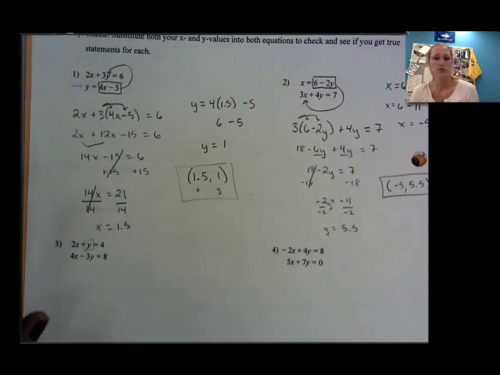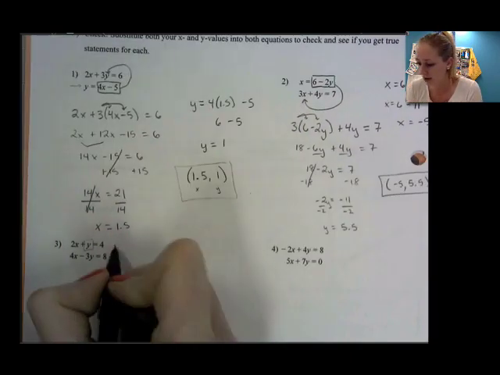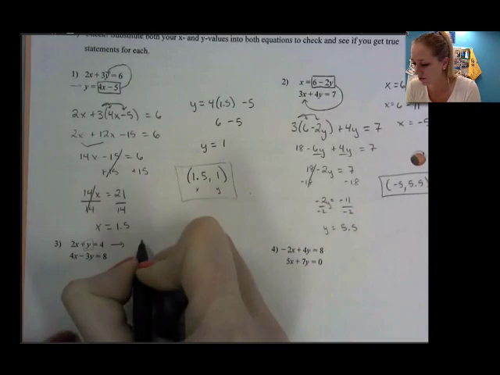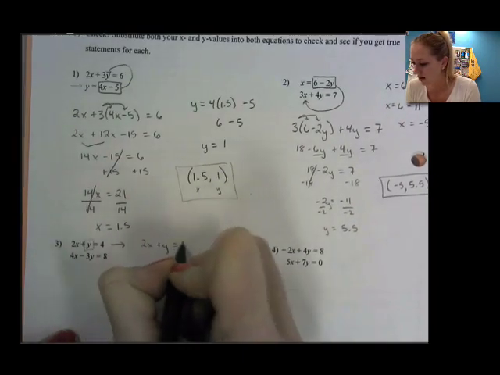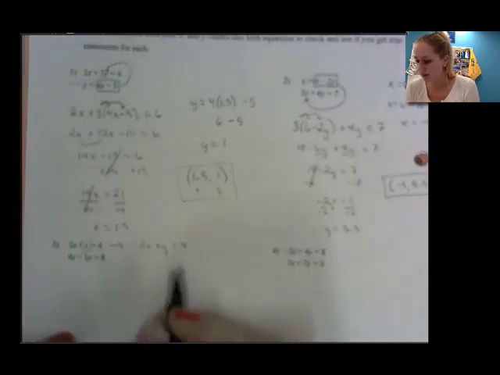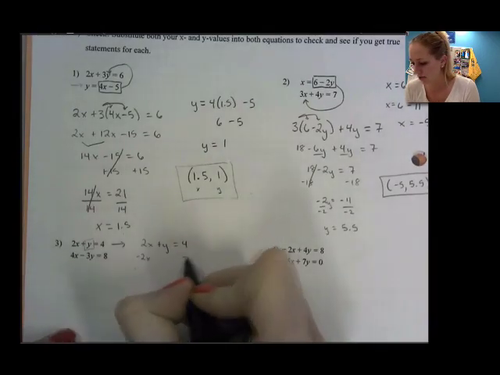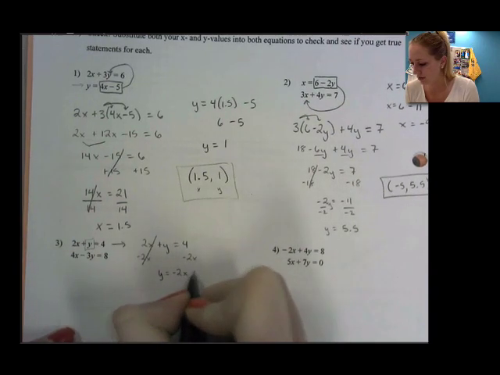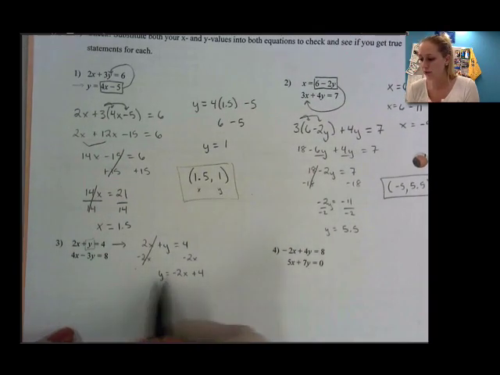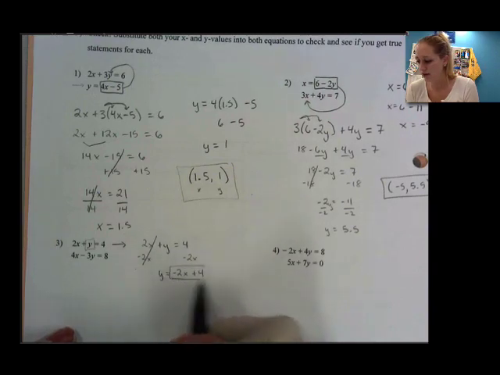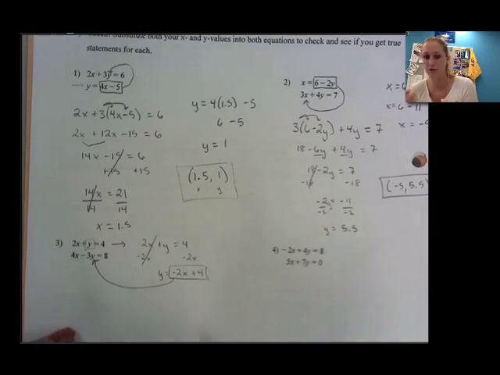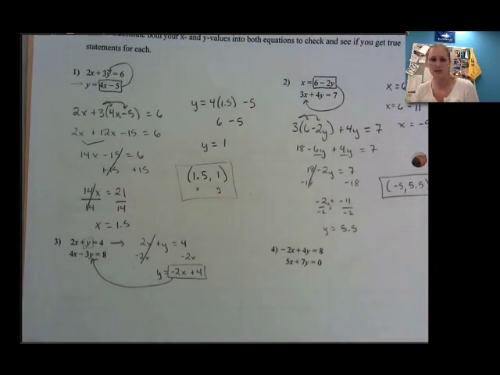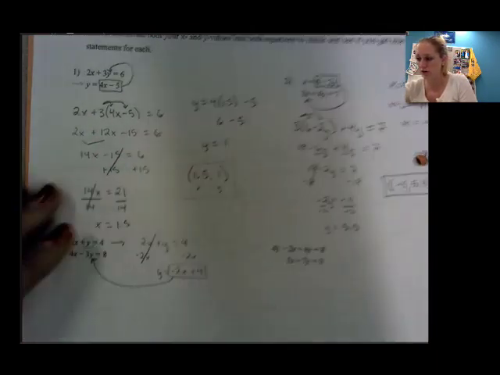Not saying you can't do the other ones. This one's just going to be the easiest. So I want to get y by itself here. So I have 2x plus y equals 4. All I need to do to get y by itself is to subtract 2x from both sides. So I get y equals negative 2x plus 4. Now that y is by itself, this expression, because it's equal to y, I can plug it in for y into the other equation, and then it's the same steps as before. We're going to plug it in and then solve.